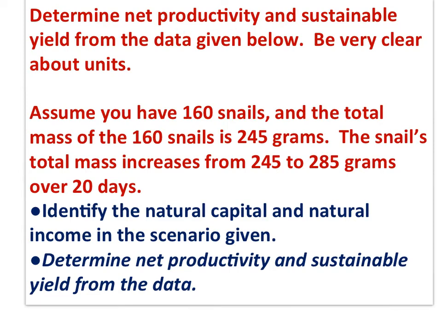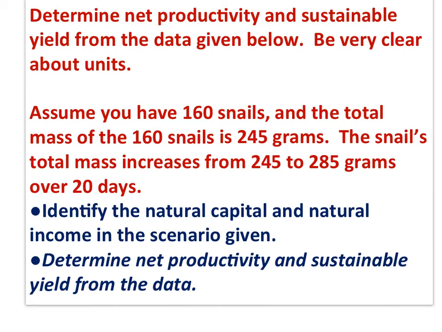Determine the net productivity and sustainable yield from the data given below. Be very clear about your units. Assume you have 160 snails and the total mass of the 160 snails is 245 grams. The snails' total mass increases from 245 to 285 grams over 20 days. Identify the natural capital and the natural income in this scenario and determine net productivity and sustainable yield from the data. Now you can stop the movie now or follow along with me.